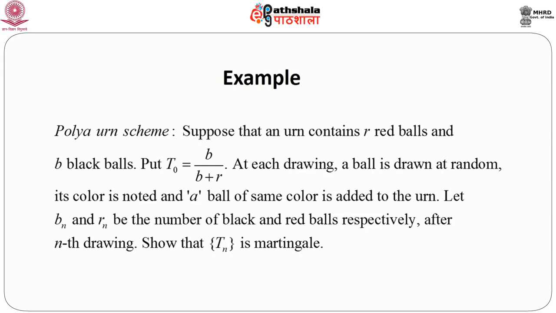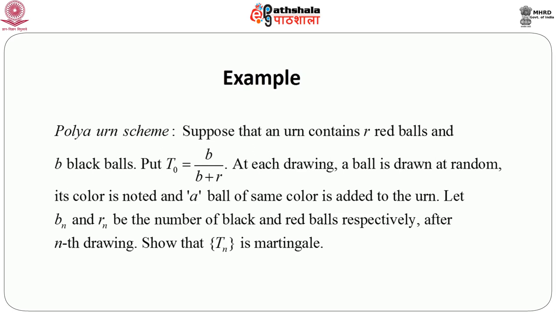Now, just to give a feeling, I will discuss two examples. The first example is a famous one. We encounter this kind of problem in probability theory, which is known as Polya's urn scheme. It says that suppose an urn contains R red balls and B black balls. Consider the proportion of black balls at the very beginning. That means put T0 equals B by B plus R.